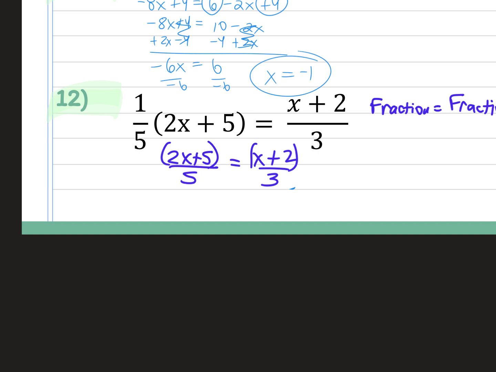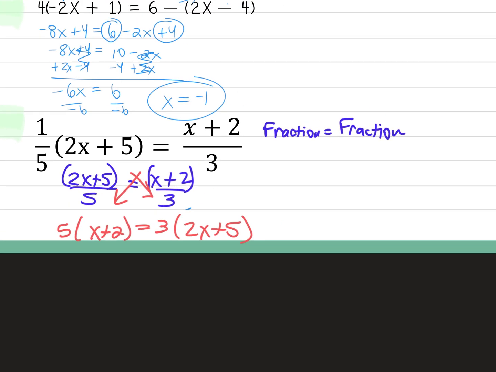Can you multiply by 15? You could multiply by 15, but what'd you say? You can cross multiply. You can say, look, this is 5 times x plus 2 equals 3 times 2x plus 5. Now this becomes an equation that everybody in here could do with their eyes closed. Why does that mathematically work?